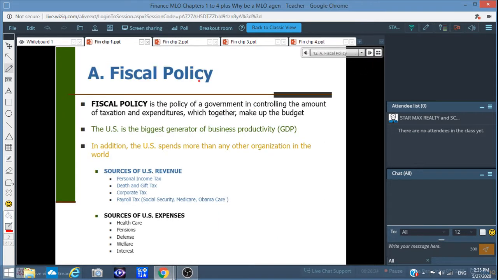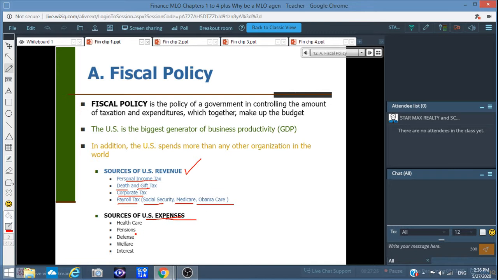So fiscal policy is what? Taxation. How do you get money in? US revenue: personal income tax, death and gift tax, corporate tax, payroll tax, Social Security, Medicare, Obamacare. So where does it collect money? Taxes: personal income, death and gift, corporate, payroll, Social Security, Medicare, Obamacare, which are insurance taxes.